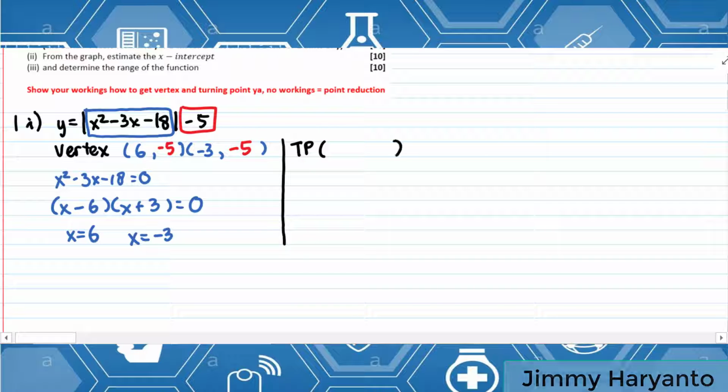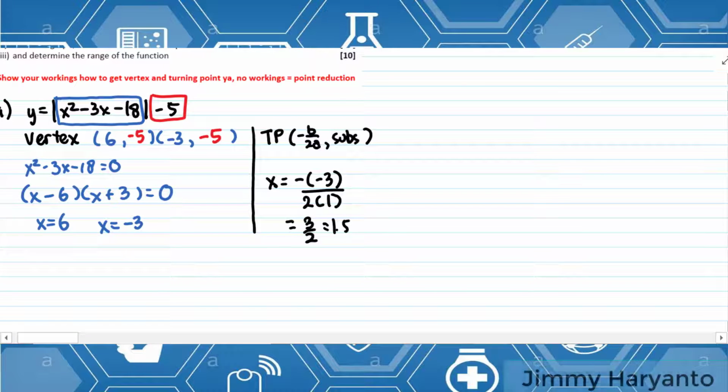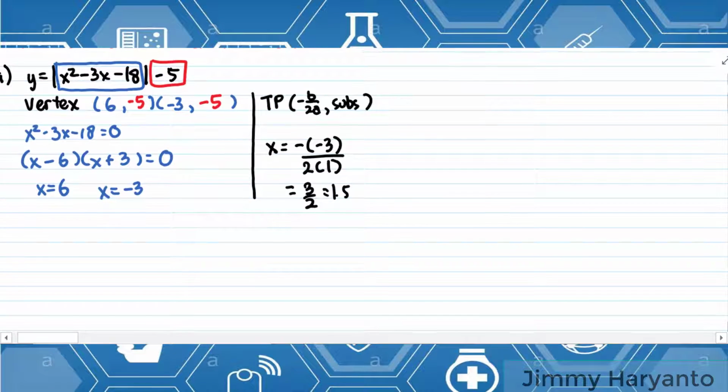The turning point will be, for the x, negative b over 2a, and for the y we substitute. So x equals negative b, meaning negative (negative 3), over 2 times a, where a is 1, so it will be 3 over 2, which is 1.5. Okay, and then you have to substitute this x into the function.